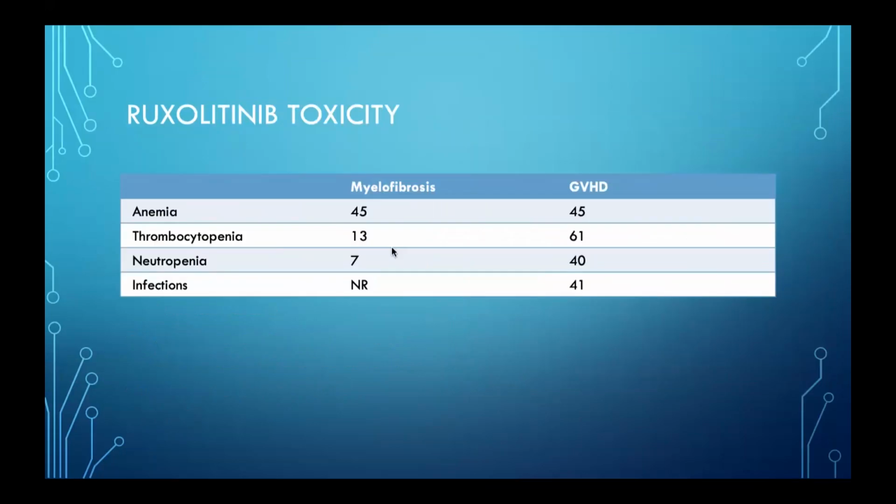So looking at our toxicity, this in some ways reminds me of venetoclax in that it's really a bone marrow toxic medication. So we see high incidences of anemia, thrombocytopenia, and neutropenia. Not surprisingly, they're more common in our GVH population who might have more fragile counts post-transplant. And then because it's a cytokine suppression medication, it is going to be associated with infections, especially in GVHD patients.